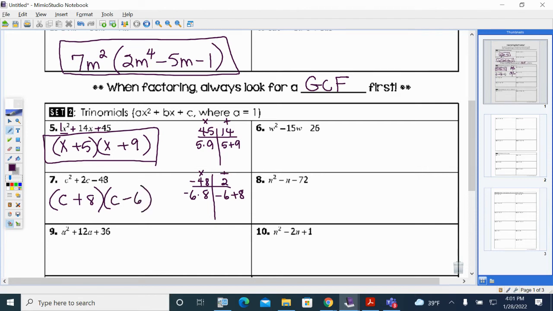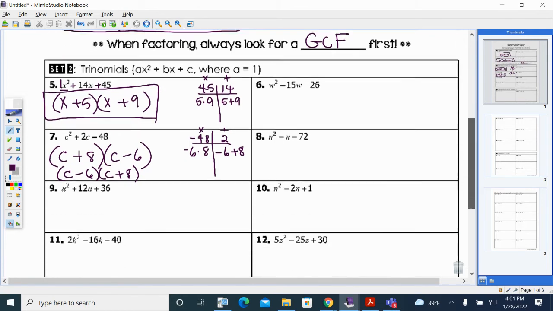Couple of things here. Some of you may not see the two numbers right off the bat. You may go through several numbers in that table before you come up with the two that actually work. Also, the order in which we put those together does not matter. I could have written c minus 6 and c plus 8, and that's the same answer.